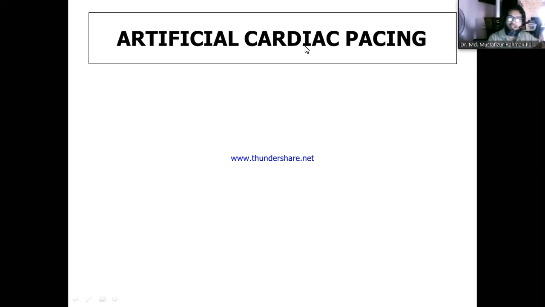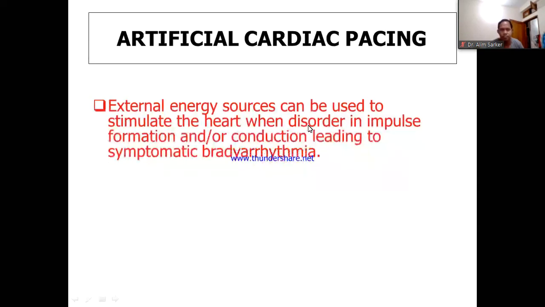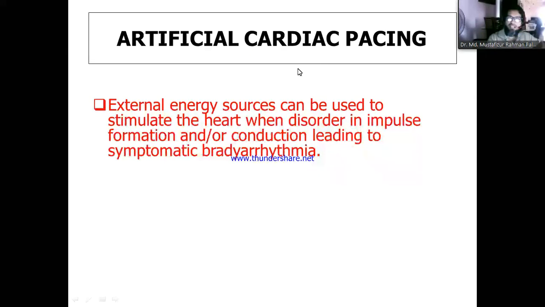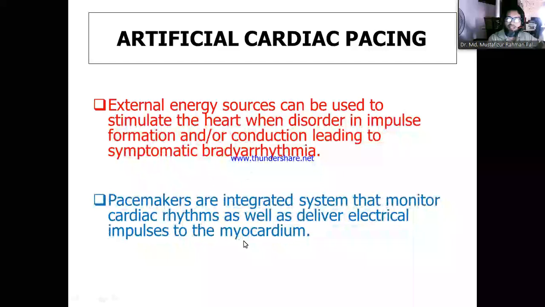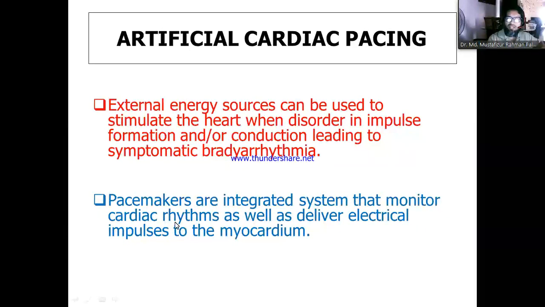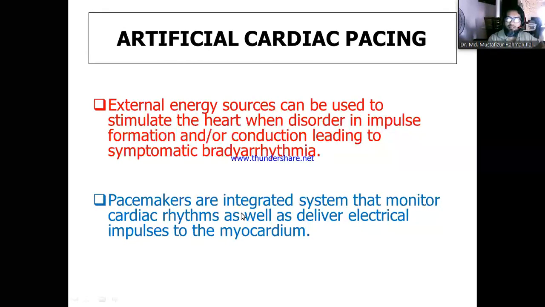So artificial cardiac pacing is necessary here. External energy sources can be used to stimulate the heart when there is a disorder in impulse formation or conduction, leading to symptomatic bradyarrhythmia. Pacemakers are integrated systems that monitor cardiac rhythms as well as deliver electrical impulses to the myocardium. So it monitors its own rhythm and delivers the electrical impulse to the myocardium.